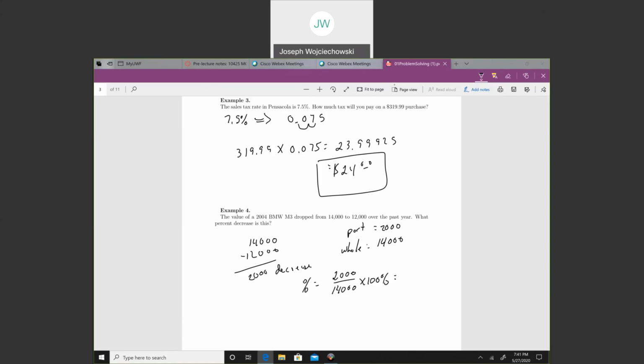And this is equal to 0.14, and let's round to 4 decimal places, 29. Times our 100, so we're moving our decimal place 2 places essentially. And we get 14.29%.